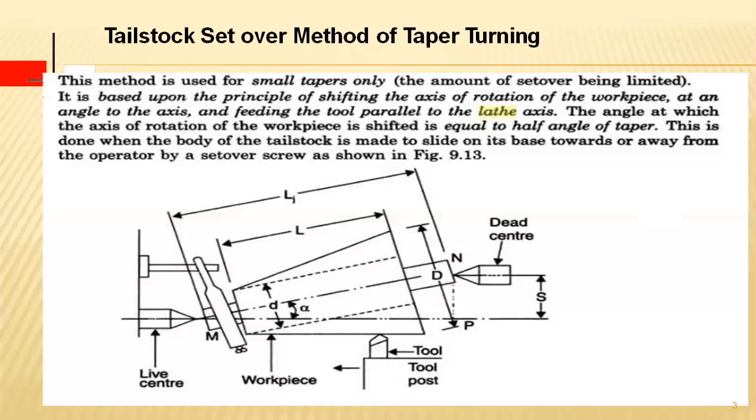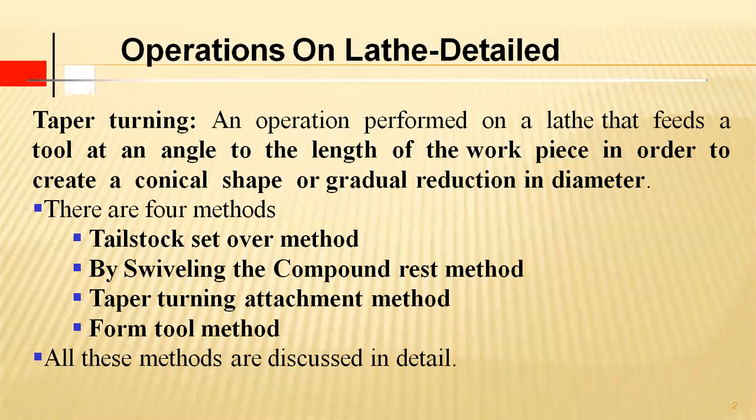Here the only thing varying is the adjustment of the inclination with respect to the work part holders, that is, jigs and fixtures, where the tailstock and headstock are. So we have four different methods for carrying out this activity. First is the tailstock set over method, second is swiveling the compound rest method, third is the taper turning attachment method, and fourth is the form tool method.